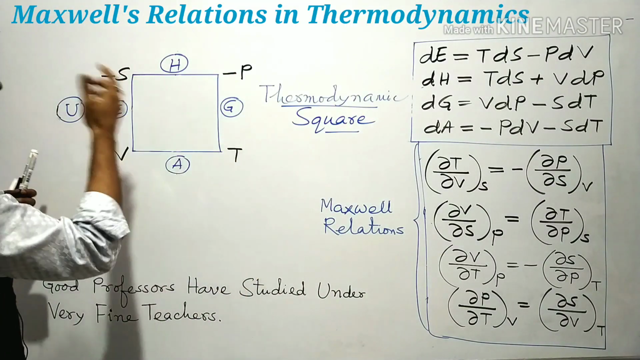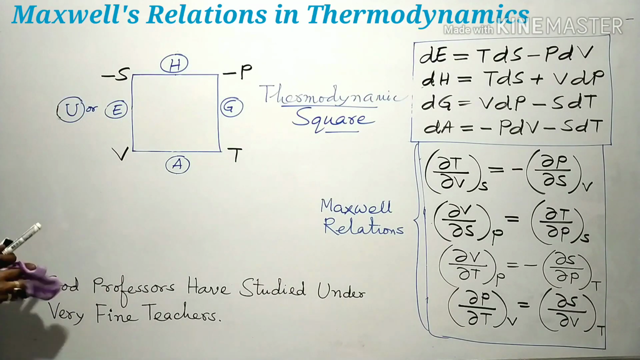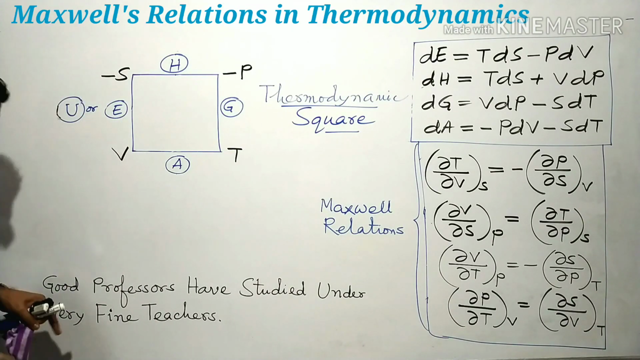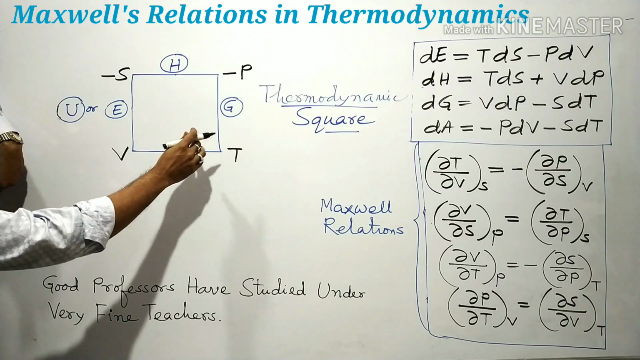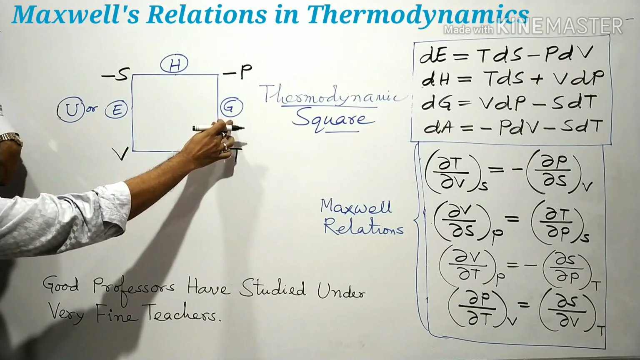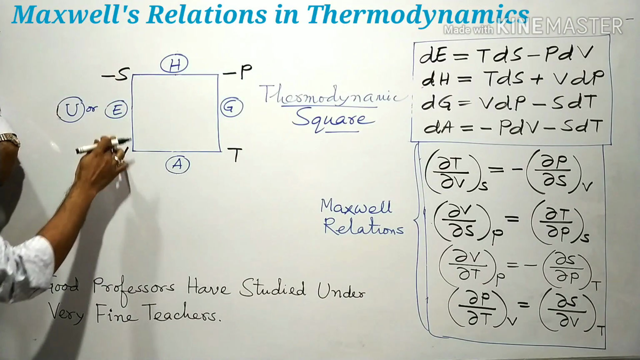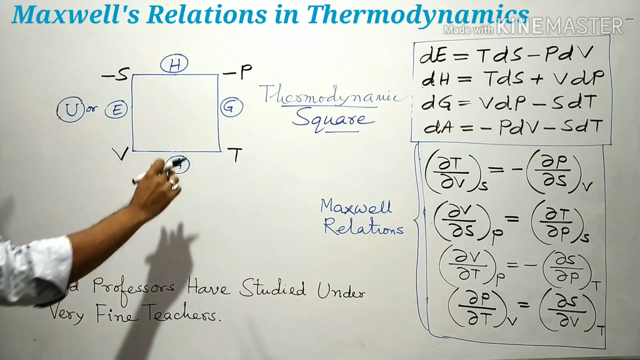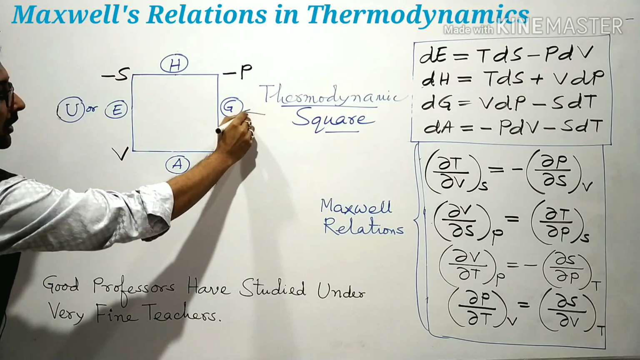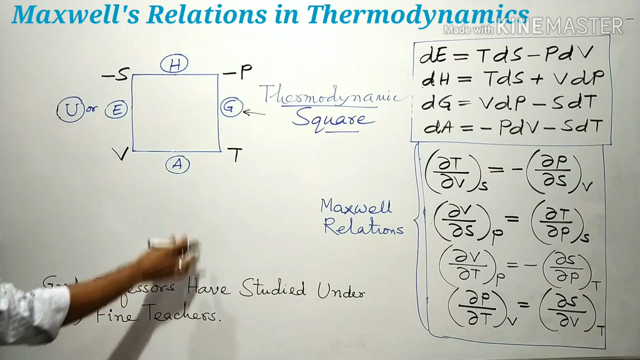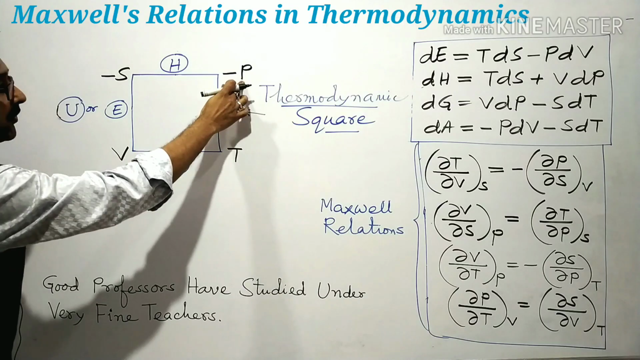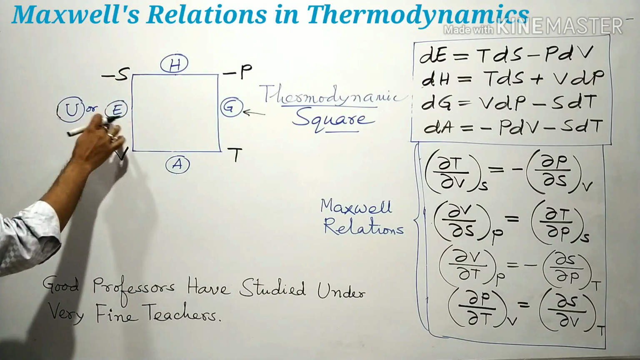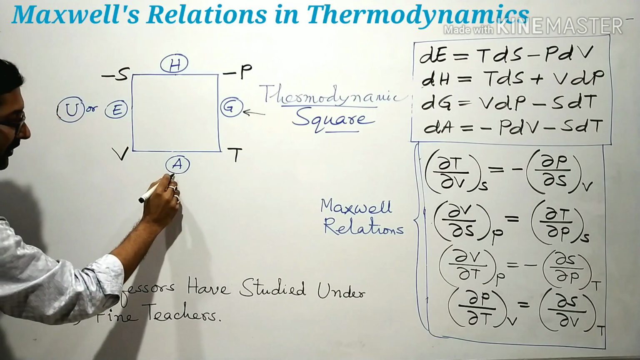Now, this square can be memorized in this manner also. It is a mnemonic actually. It can be memorized in this way. We are starting from here. This is G, P, H, S, U, V, F and T. We are starting from here. Good professors have studied under very fine teachers.